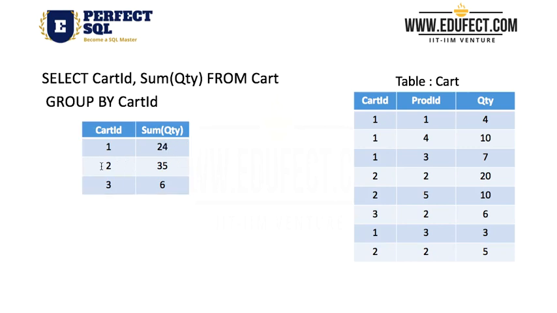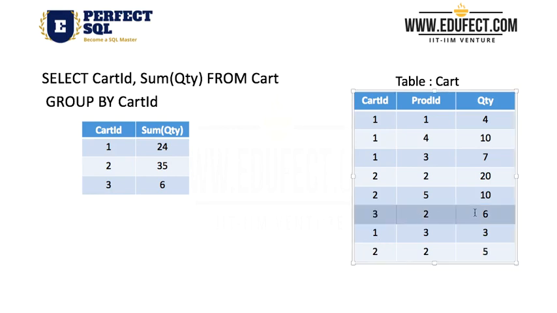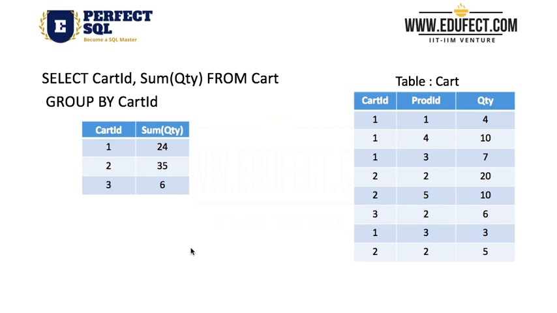Similarly for when cart ID is 2, there would be 3 rows which will be grouped in that case. So we will get 20 plus 10, 30, plus 5, 35, which is what we get here. When cart ID is 3, we have only one row, so sum quantity would be 6. So notice in this case, by using group by, we were able to find out the total number of quantities in each cart.